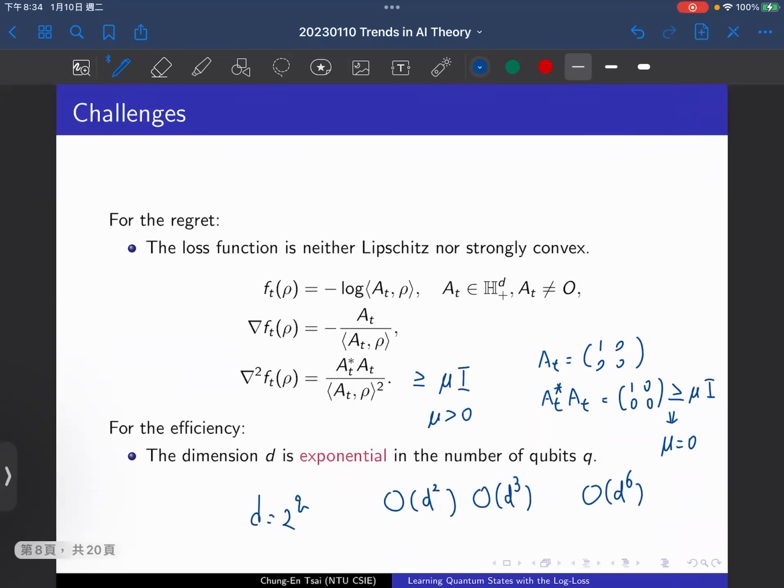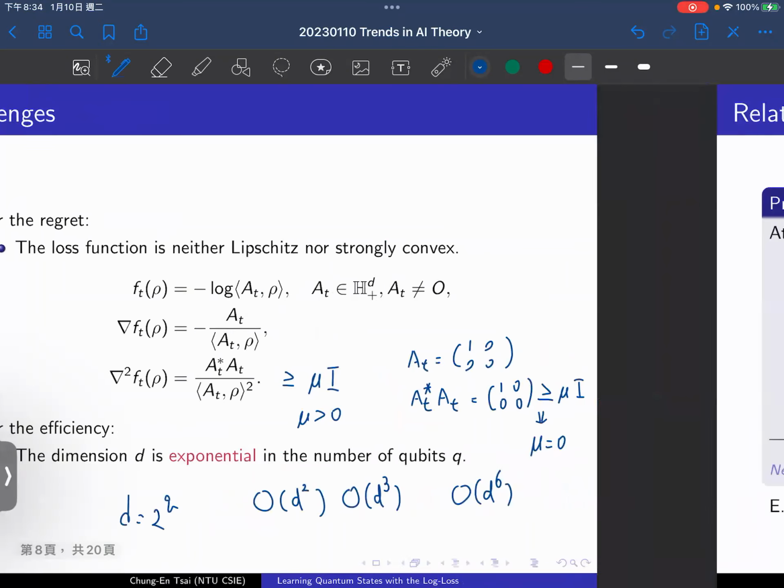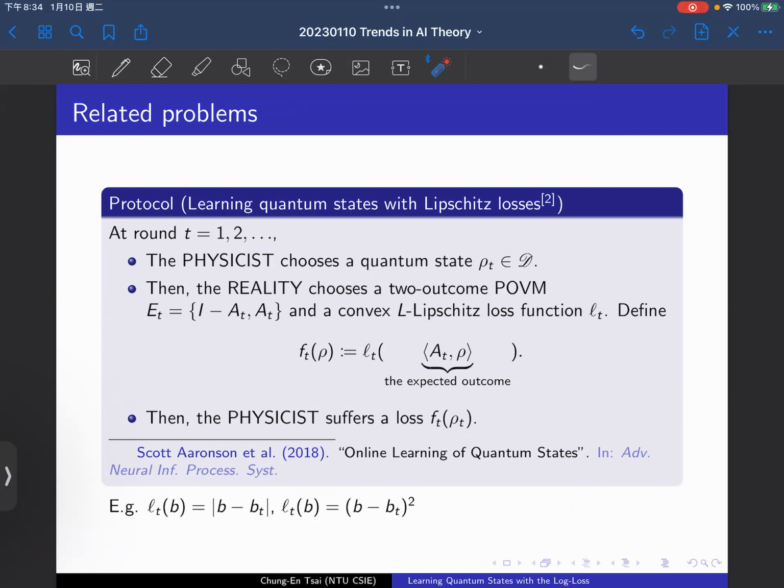And before we move on to the recent progress on this problem, let's talk about a related problem that you may see in the literature. This is also called online learning of quantum states, and I add "with Lipschitz loss" because the proposed algorithm only works for the Lipschitz loss case. It is a similar online convex optimization problem, and the physicist also chooses a quantum state rho T. But for the relaxation, it chooses a Hermitian positive definite matrix as well, but the loss function is not minus log of the inner product. Instead, it has this form where we can choose LT, and the LT is required to be a Lipschitz loss function.